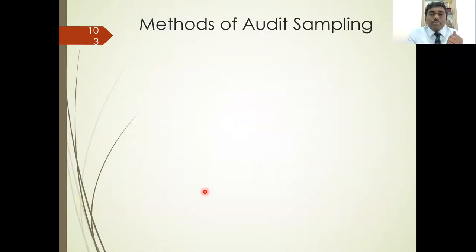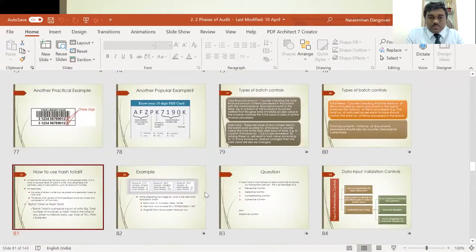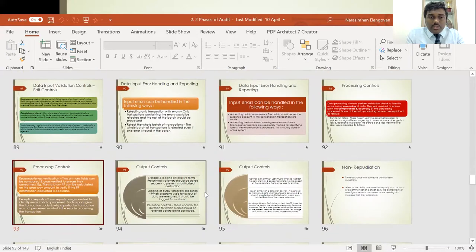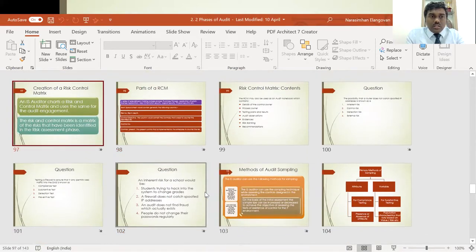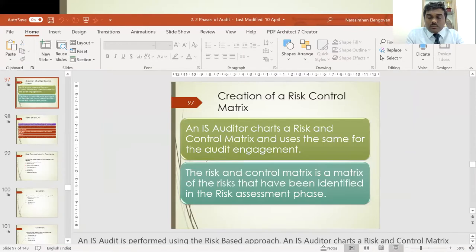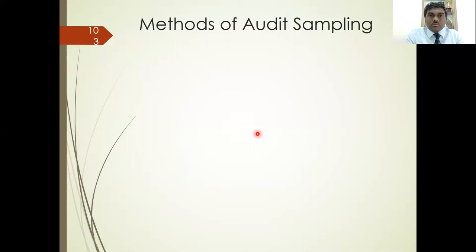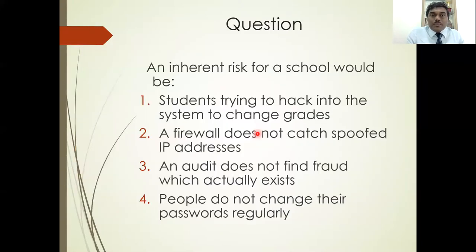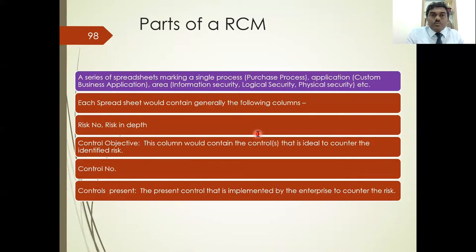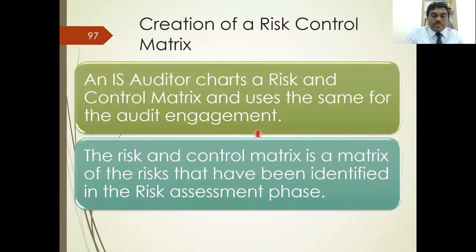So then comes your methods of audit sampling. Yeah, all your output controls, everything comes as that. Just give me a minute. Yeah, I think this is covered as part of this chapter.